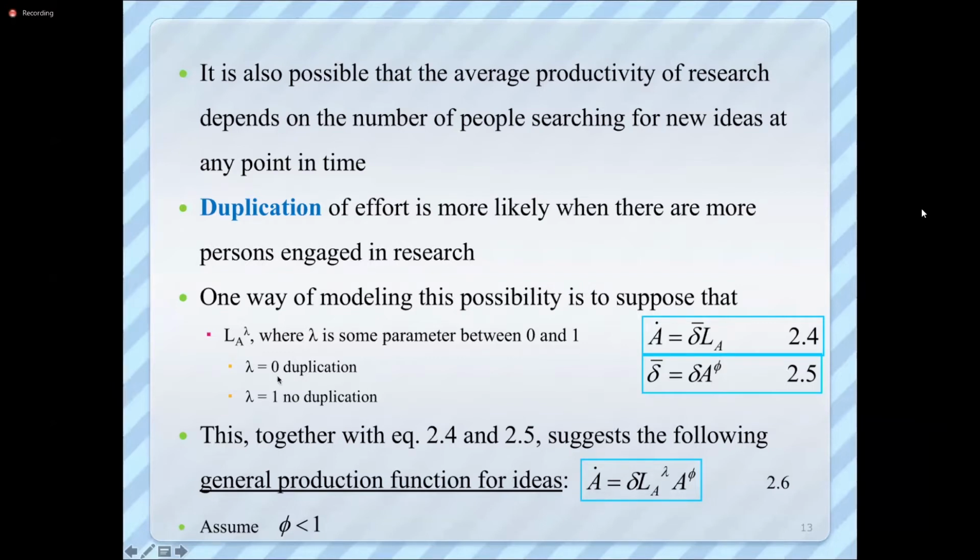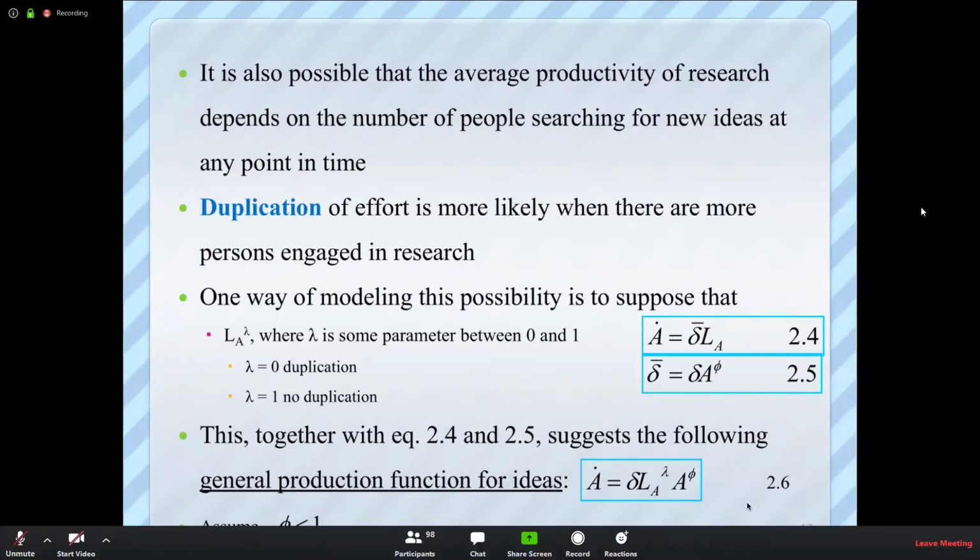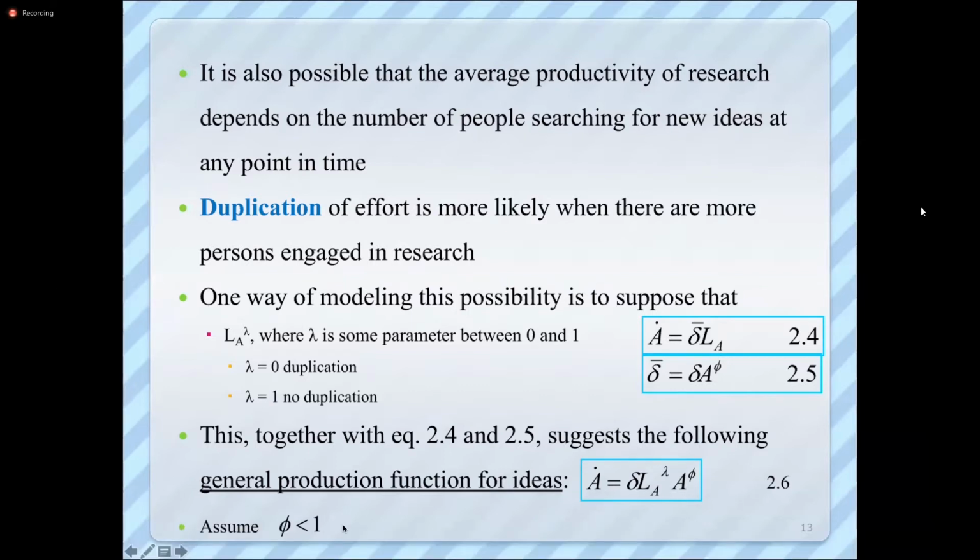This lambda, 0 means there is duplication. If lambda is equal to 1, there is no duplication. The research is pure. Research is contributing to the production of ideas. Therefore, bringing all this together, we have equation 2.6, assuming P is less than 1. P less than 1 means there is productivity, an increase in the productivity of ideas. So this 2.6 is what we call the general production function for ideas.